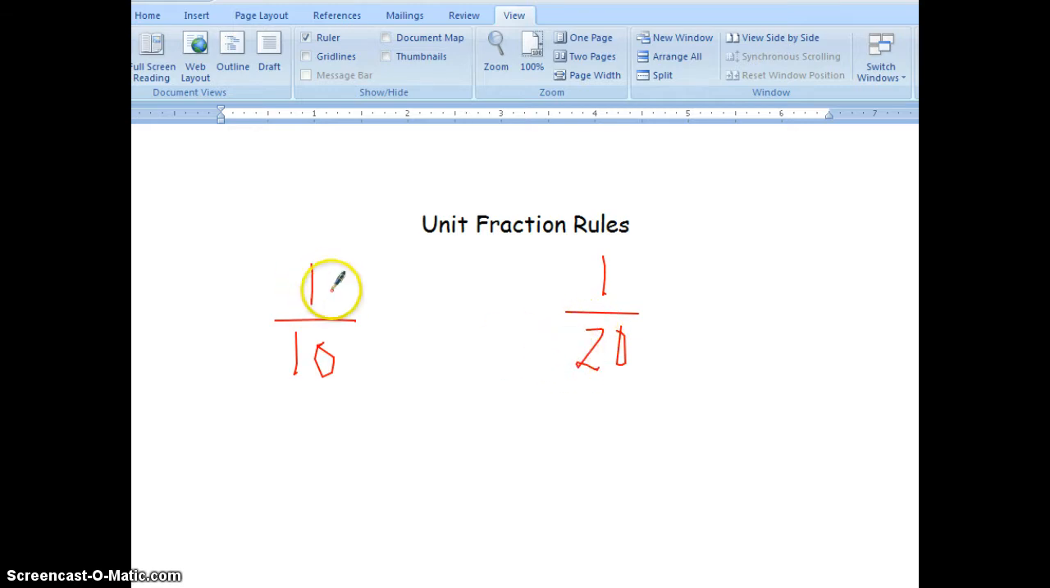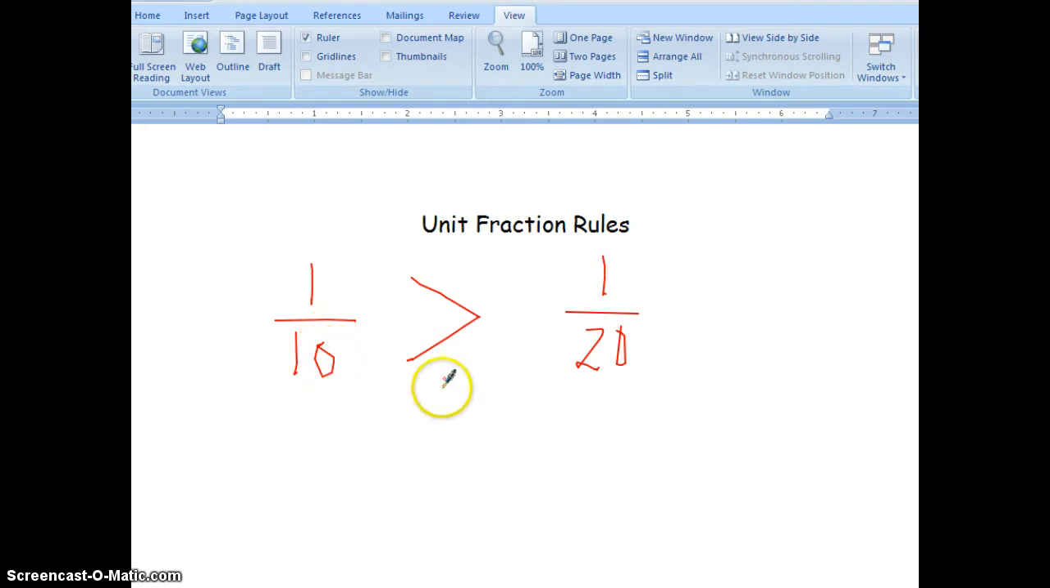So in this situation, 1/10 would be greater than 1/20th. When you're working with unit fractions, anytime you have a big denominator, it's going to be a smaller value than the other fraction that may not have as big a denominator.